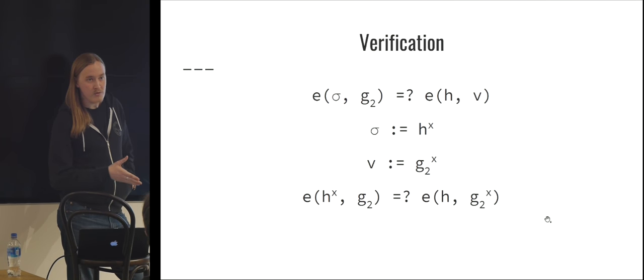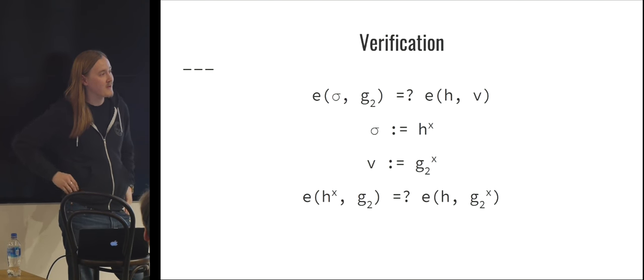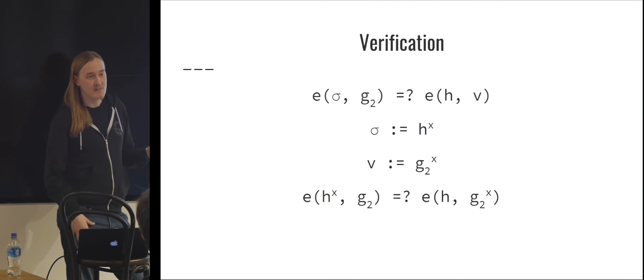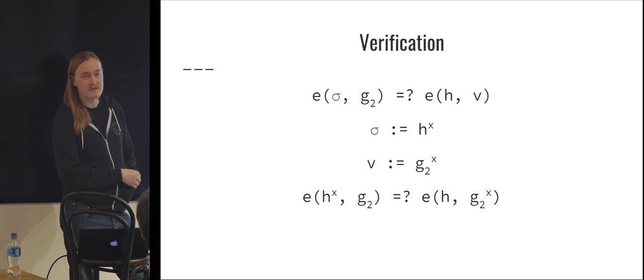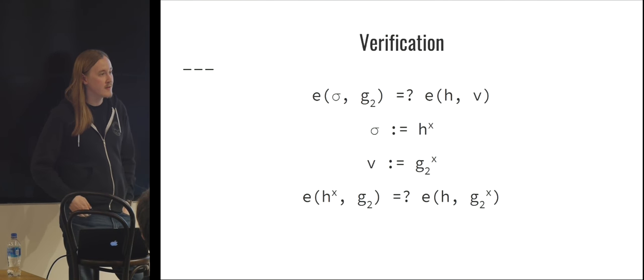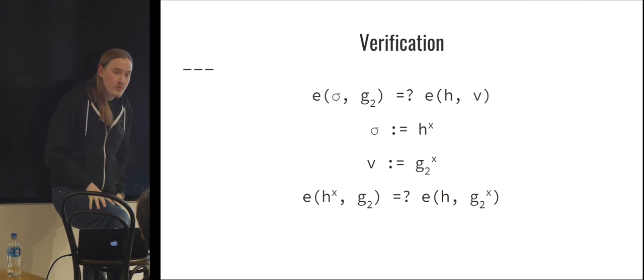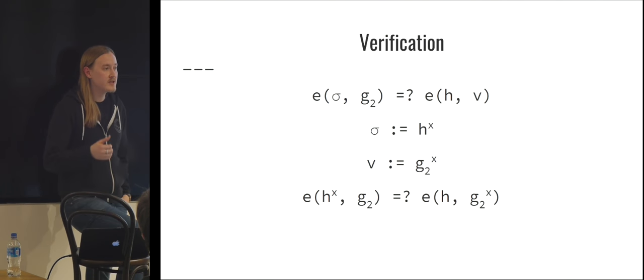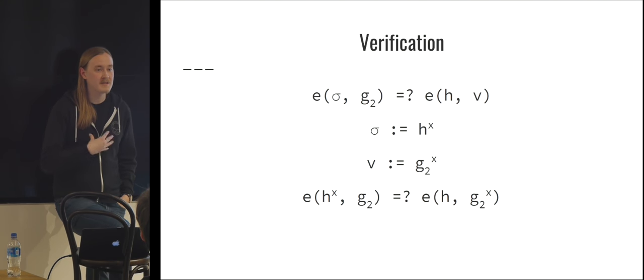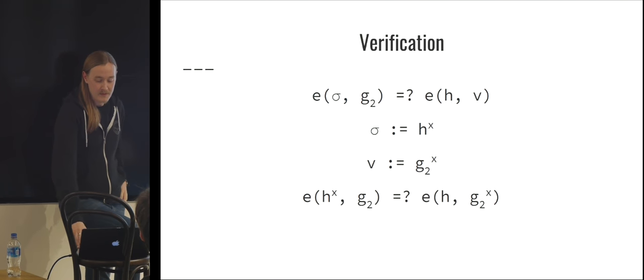And we know from earlier, when we defined our mapping, that the relationship should hold if those two x's are the same and should not hold if they are different numbers. So what that means is we can efficiently check whether two exponents are the same without computing the exponent. My private key stays private, my public key is public, and you can use my public key to verify my signature on any message.